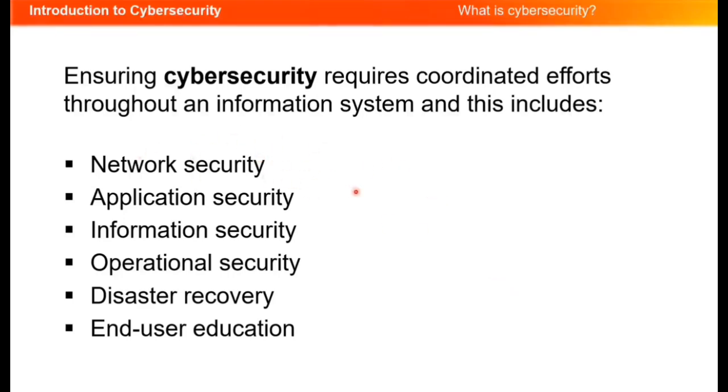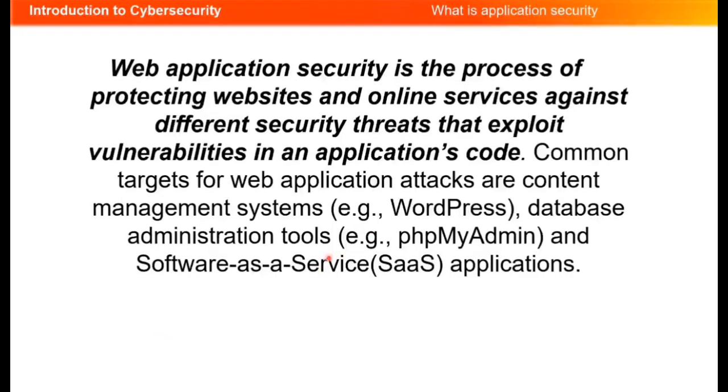So we need to secure the network, we need application security, we need information security, and this can be maybe information around the office that may not necessarily be in some kind of a database. Maybe it's accounting information that is confidential. Operational security, also disaster recovery. Suppose there is a fire and we need to be able to back up our systems on a regular basis so we can have business continuity. Also end user education.